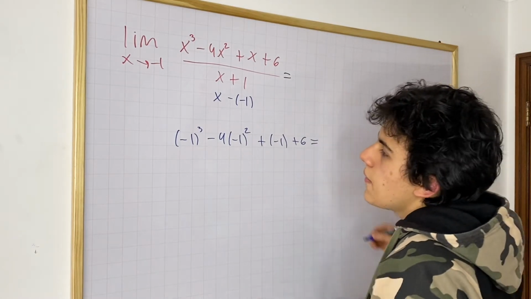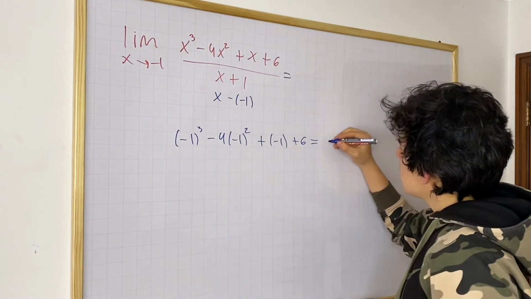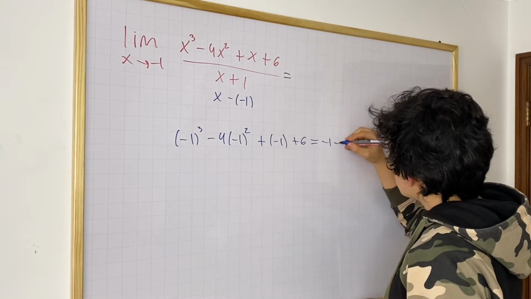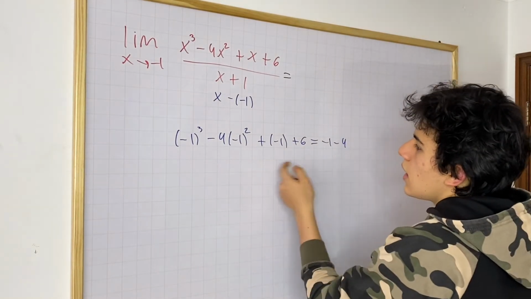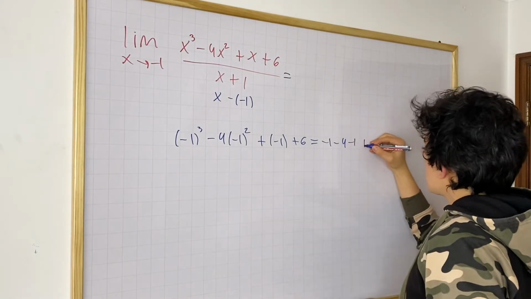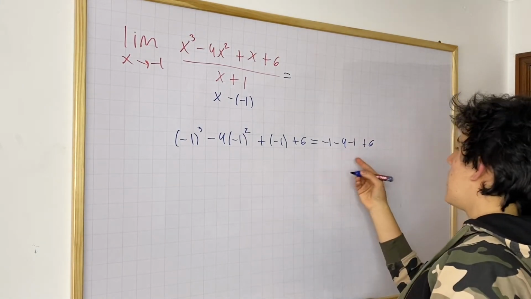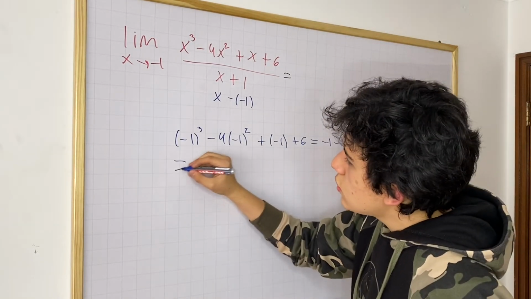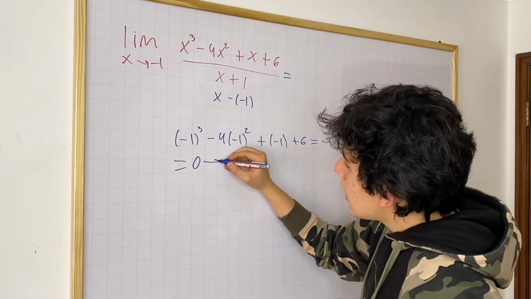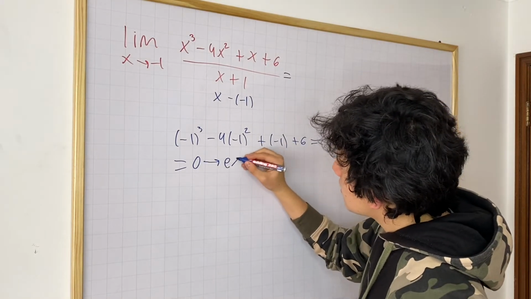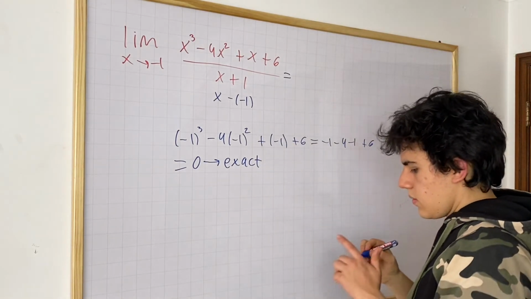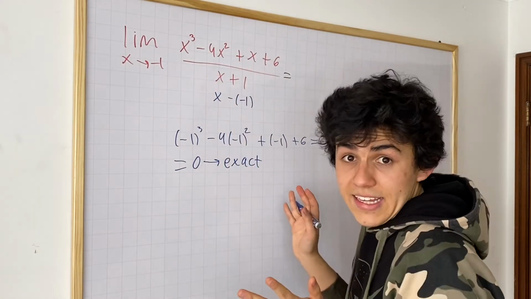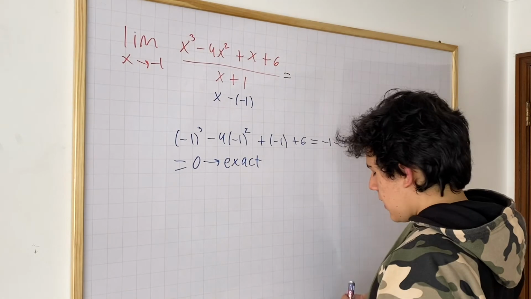So let's try it. In this case we would get -1, plus 1, minus 4, minus 1. I'm going to write the entire thing again, plus 6. Now this is going to be minus 6 plus 6. We know this is going to be equal to 0. This implies that this division is exact. So that means that we can find a quotient out of all of that. Now let's do that.